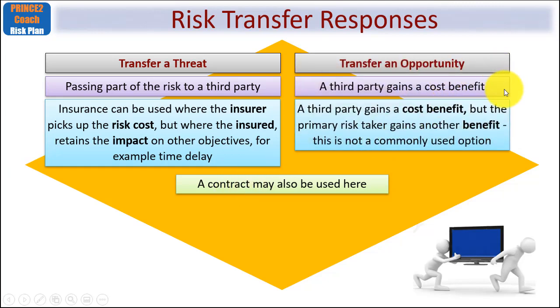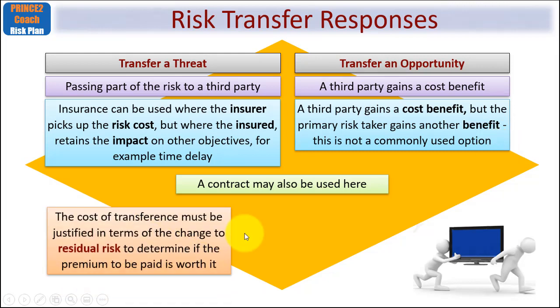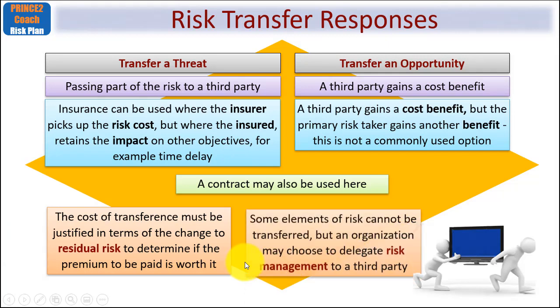What about an opportunity, transferring that? Again, a third party gains a cost benefit in this case, but the primary risk taker gains another benefit. This is not a commonly used option. You see, the cost of transference must be justified in terms of the change to residual risk in order to determine if the premium that you're paying is actually worth it. It's back to those set of scales again.